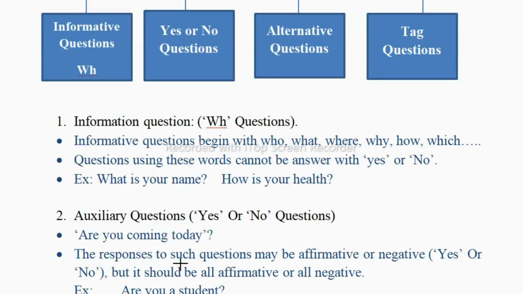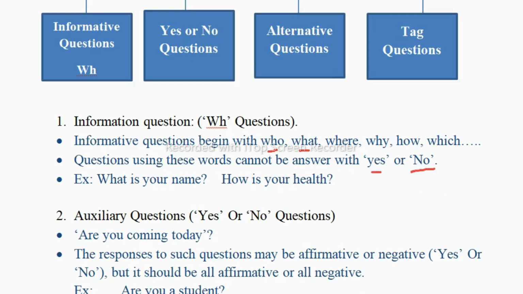Now let's see the first one, that is the informative question. I told you that an informative question is nothing but a WH family question. Informative questions begin with WH words like who, what, where, why, how, and which. These questions cannot be answered with yes or no. Here we need to give a full answer.